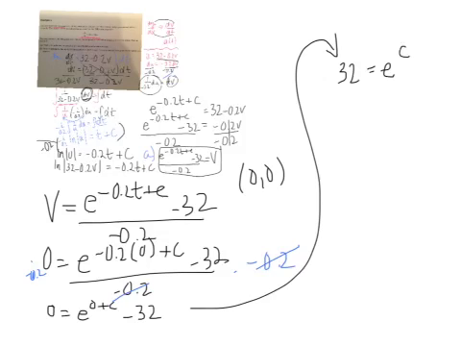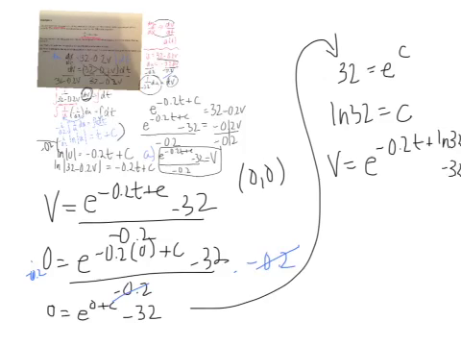And so what would our c be? Well, we'd have to do the natural log of 32 to get c. And so that would make our final equation v equals e to the negative 0.2t plus the natural log of 32, minus 32, all over 0.2. Very messy. So part B asks us, what happens as t approaches infinity?